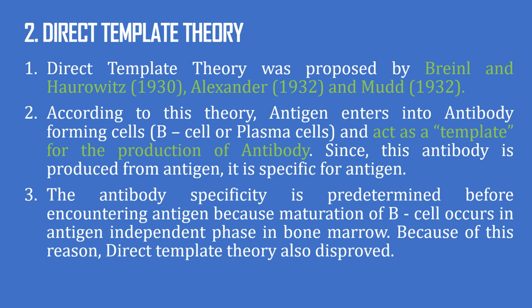Direct template theory was proposed by Bernal and Horowitz in the 1930s, and Alexander and Mudd in 1932. According to this theory, the antigen enters the antibody forming cells, which are B cells or plasma cells, and directly acts as a template for the production of antibody. Since the antibody is produced from the antigen, it is specific for the antigen. But antibody specificity is predetermined before encountering the antigen, because maturation of B cells occurs in an antigen independent phase in the bone marrow. Because of this, direct template theory was also disproved.